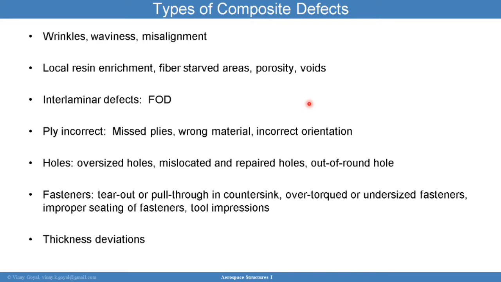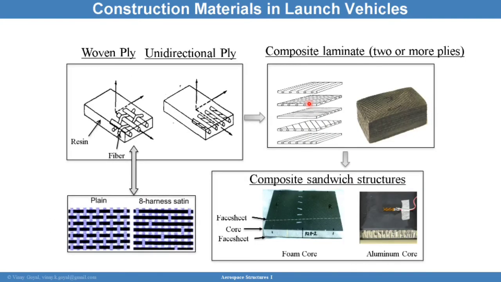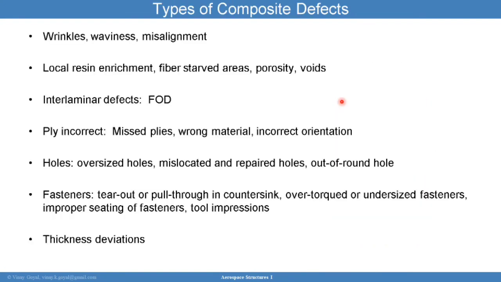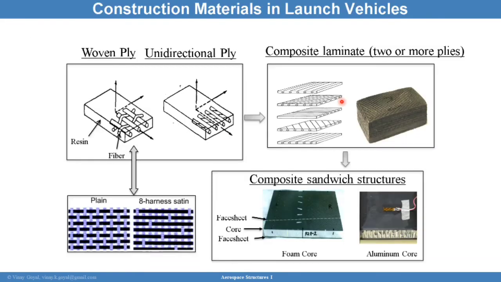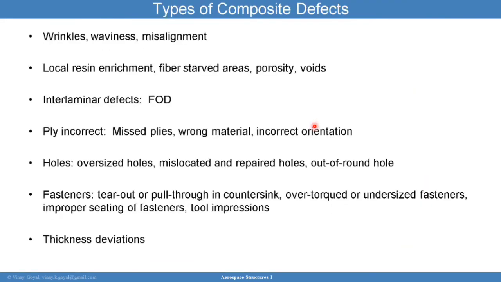Plies that are incorrect. For example, I want a ply angle to be 45 degrees, but the ply angle that was put in was 25 degrees. That's the wrong ply. Wrong materials, incorrect orientation, or missing plies. I was supposed to have 5 plies, but I missed 1. And these are not very obvious things to find.